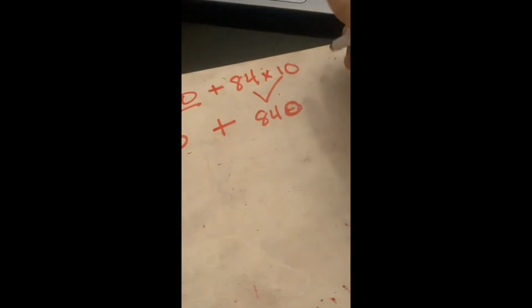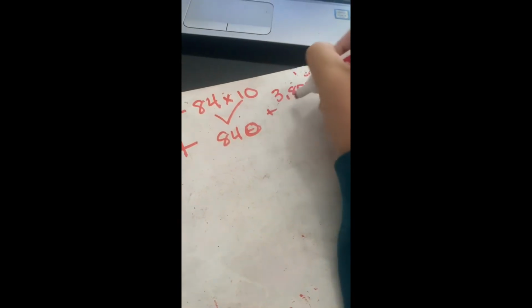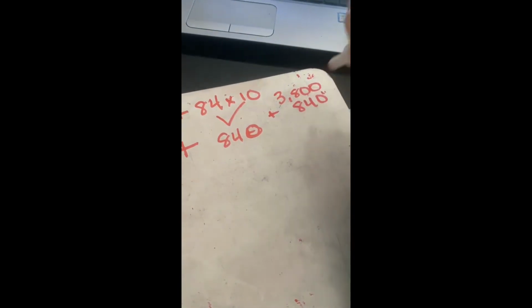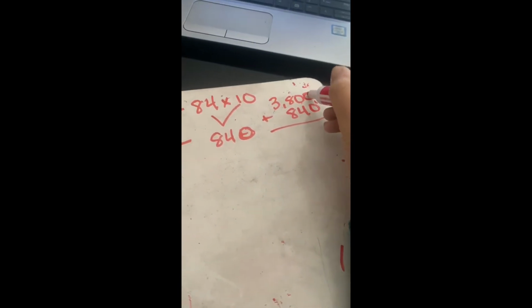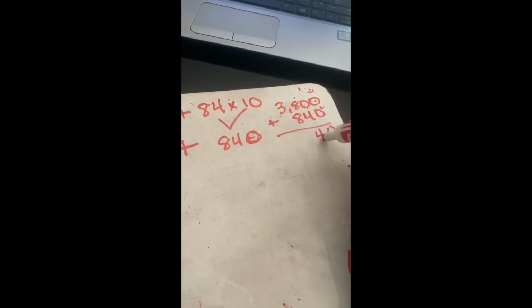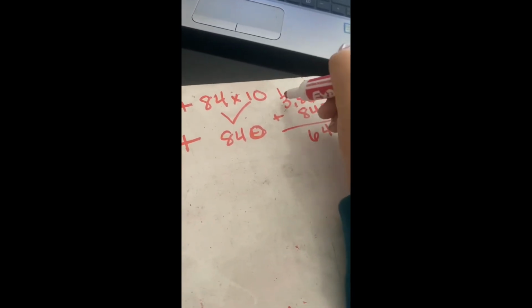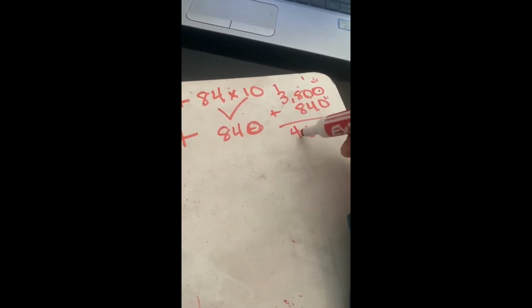3,840? Let's see. 3,800 plus 840. Are these the same? 0 plus 0 is 0. 0 plus 4 is 4. 8 plus 8 is 16. 3 plus 1 is 4. 4,640 is what A is. Is that what I asked you to get? It is not.